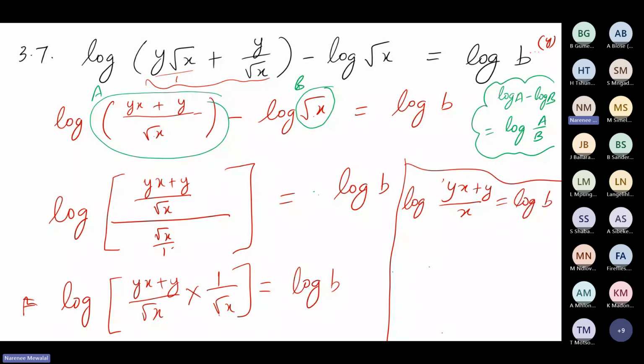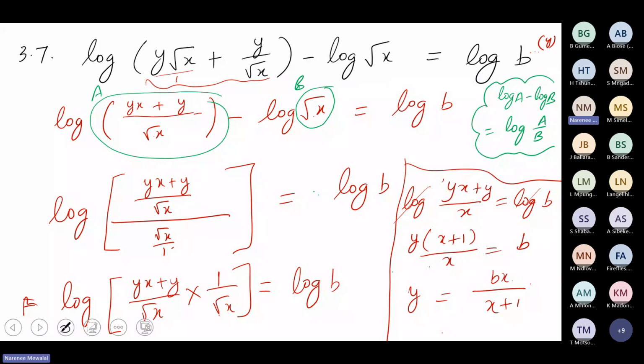And then now we can drop off the logarithms, and you're going to get y times (x plus 1) over x is equal to b, and your y is equal to bx divided by (x plus 1). We are dividing by x here, so we multiply by x. We are multiplying by x plus 1, so we divide by x plus 1.